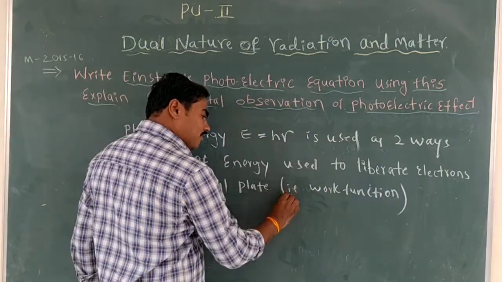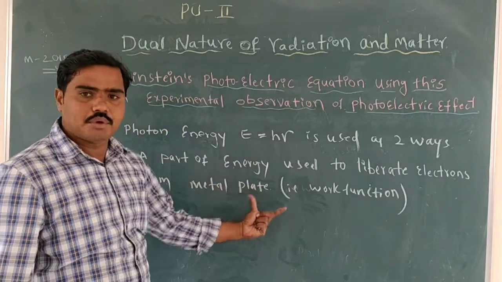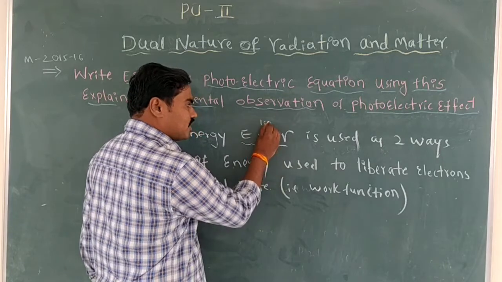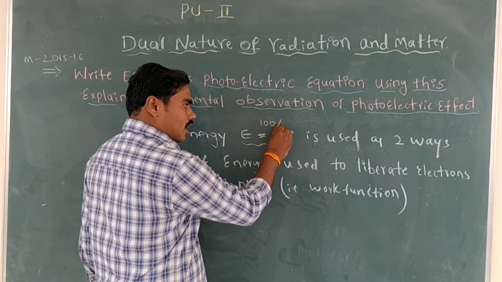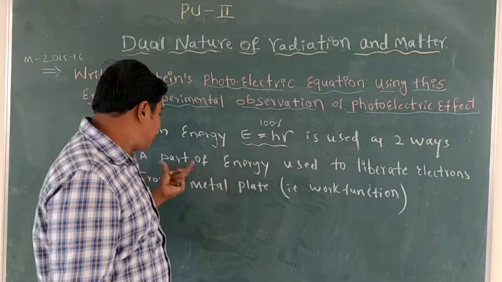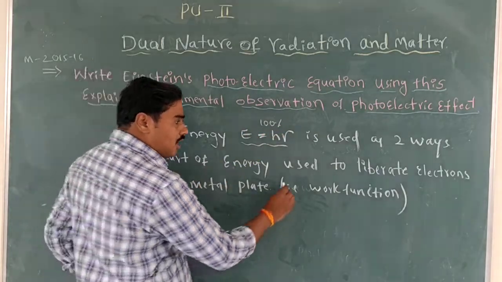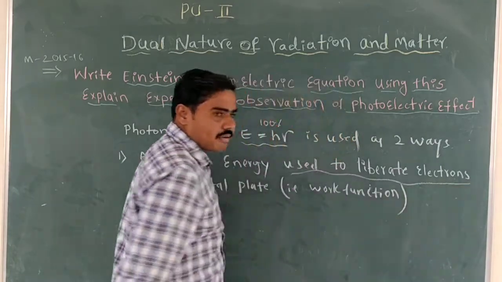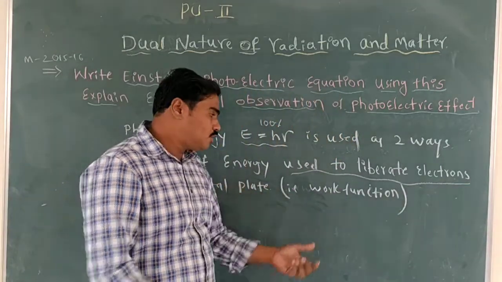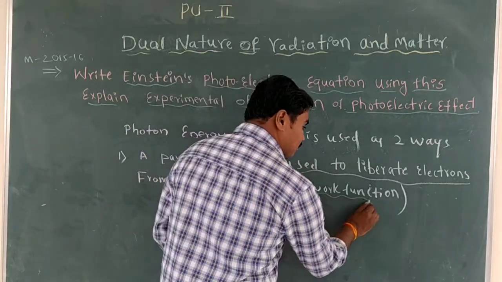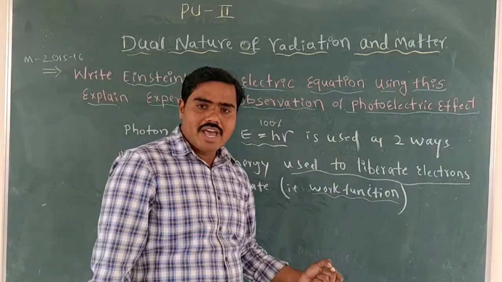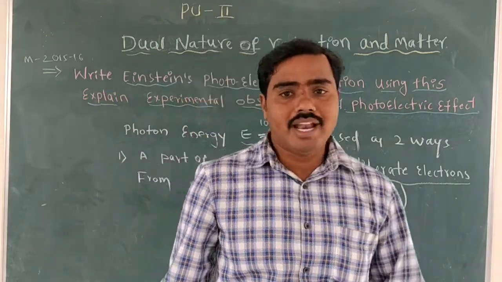Then the remaining part of energy. For example, I am considering E is equal to h nu as 100% of energy. In this 100% of energy, 50% is used to liberate the electrons from the metal plate. It means 50% of energy is used for work function. What is the meaning of work function? Minimum energy required to remove the electron from the metal surface.